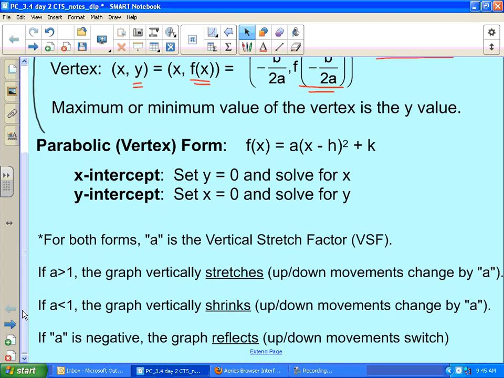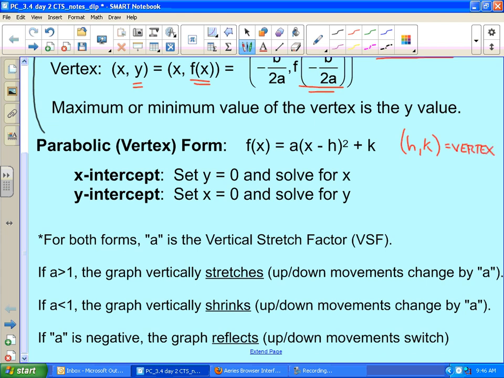Parabolic, vertex form: a(x − h)² + k. So in the last one we could find the y-intercept without any work. This one has a little bit more to offer. In this one we can find the vertex without any work. Instead of doing negative b over 2a, plugging that value of x in, finding y, and then coming up with a vertex, in this form, (h, k) is your vertex. That's nice.